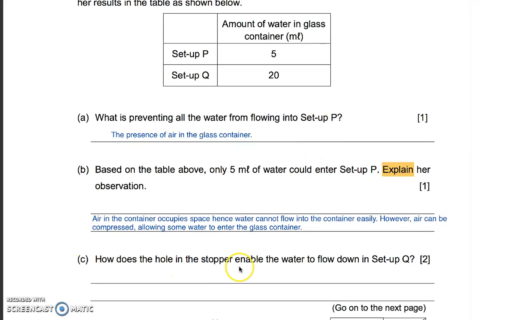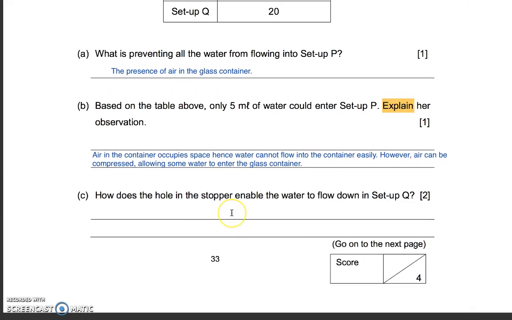Okay, so how does the hole in the stopper enable the water to flow down in setup Q? So the reason is because the hole is there to allow the air to escape. Alright, the hole in Q allows the air in the container to escape. So this allows water to enter the container and occupy the space.